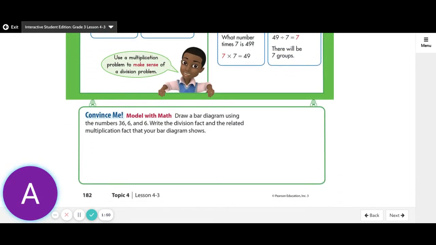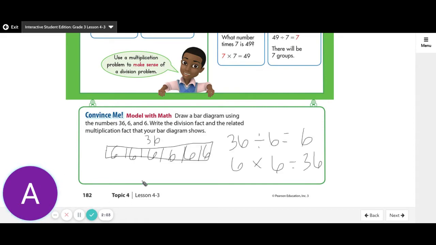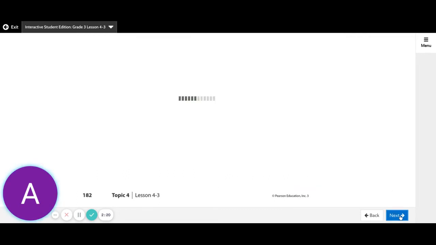For the bottom problem, we want to draw a bar diagram using the numbers 36, 6, and 6. Write the division fact and the related multiplication fact that your bar diagram shows. So pause the video to draw this, and then you can check your answer. So your bar diagram should look similar to mine. I know that my total will be 36, so I'll write that at the top. Then I divided my bar into 6 sections, 1, 2, 3, 4, 5, 6, with 6 in each. So my related division problem would be 36 divided by 6 equals 6, and 6 times 6 equals 36. Let's look at our next page.